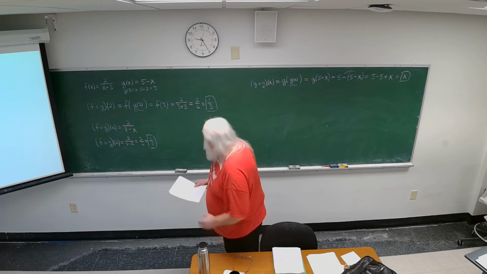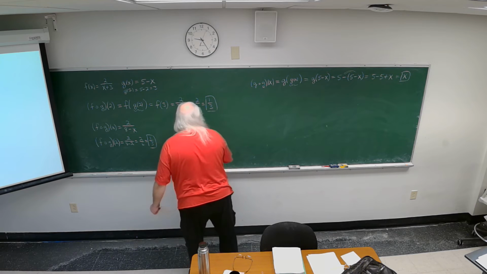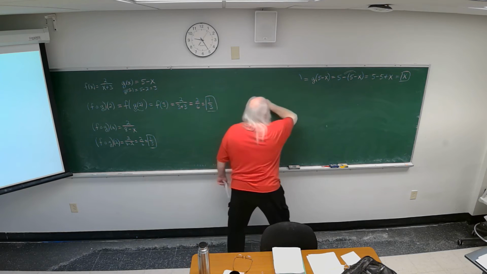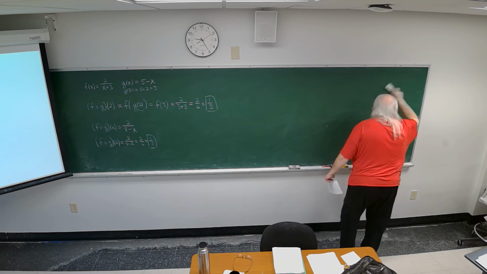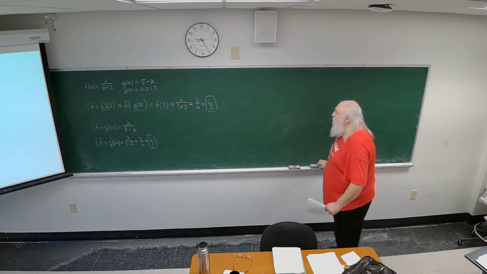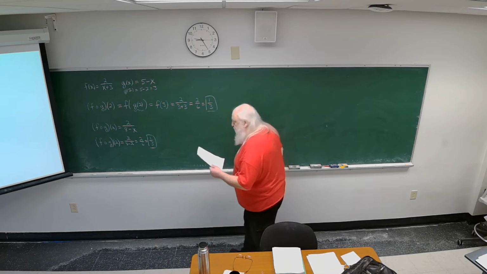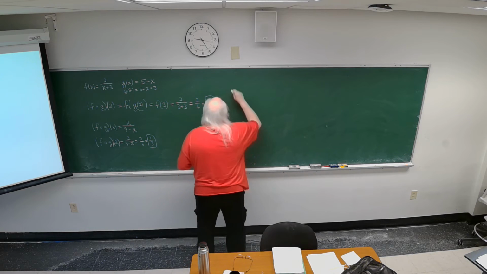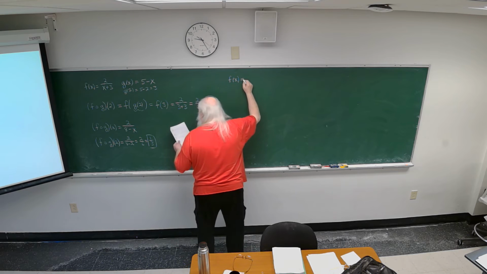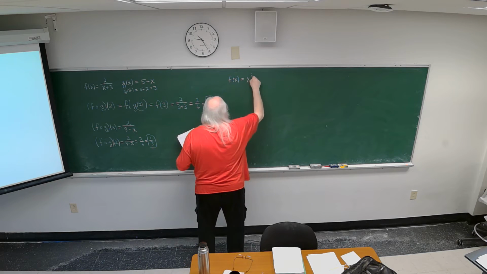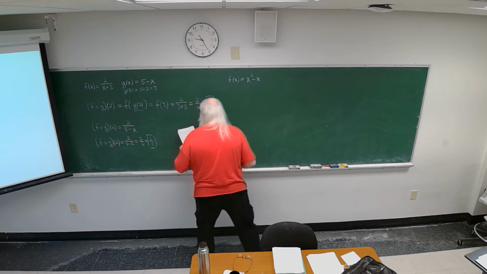All right, you can take the composite of more than 2 functions. You can take the composite of 3 functions, 4 functions, 5 functions, 6 functions, 7 functions, and so forth. So in example 4, you're given 3 functions. f of x is equal to x squared minus x.